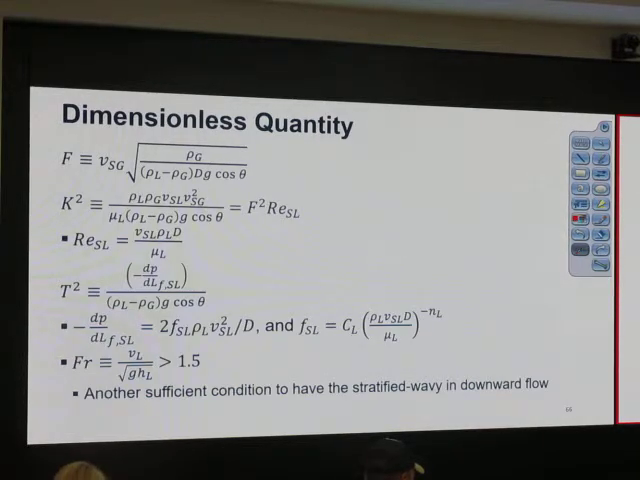Because look at this formula. How many terms? 1, 2, 3, 4, 5, 6, 7, 8, 9. When you put this into a calculator, it's very likely to get it wrong.